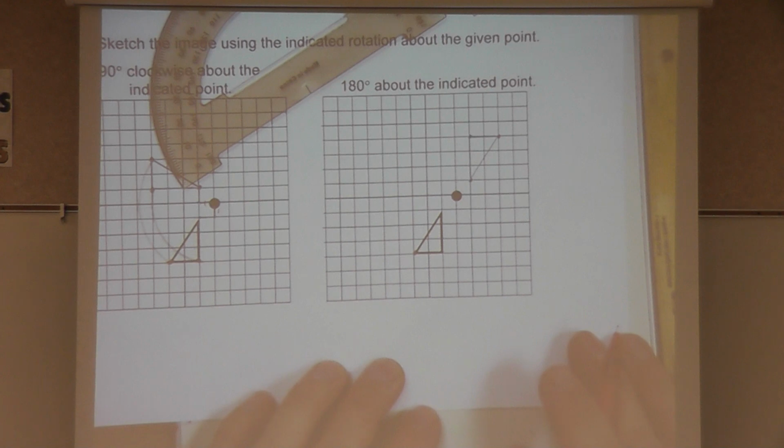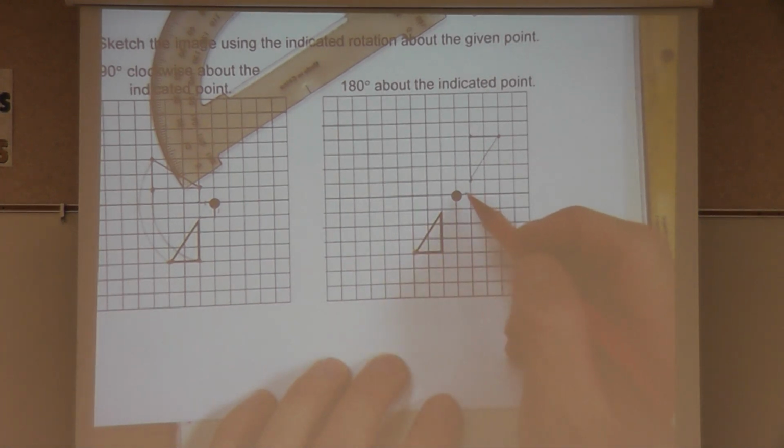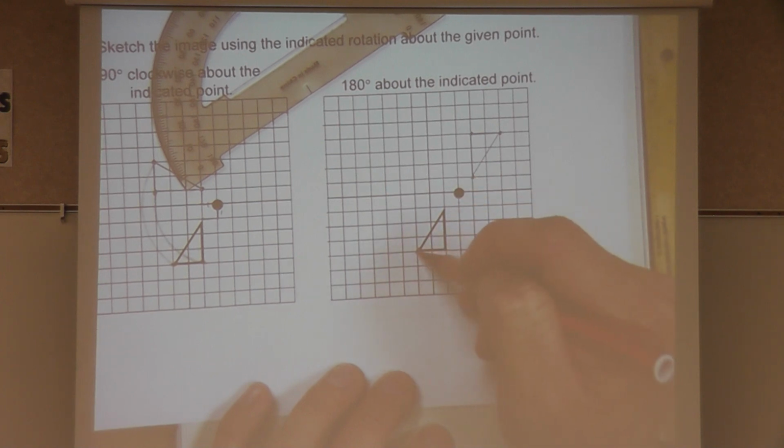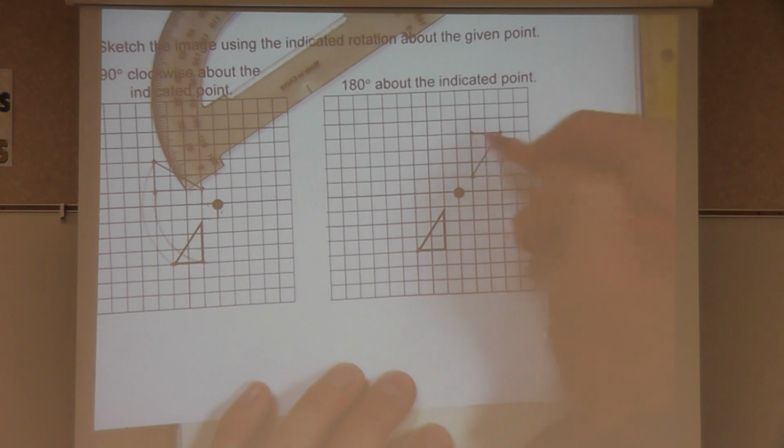Now in a 180-degree rotation, you basically have the same movement, it's just in the other direction. So instead of being down 1, 1 to the left, the opposite of that would be to go up 1 and 1 to the right. Or instead of going down 4 and 3 to the left, we're going up 4 and 3 to the right.